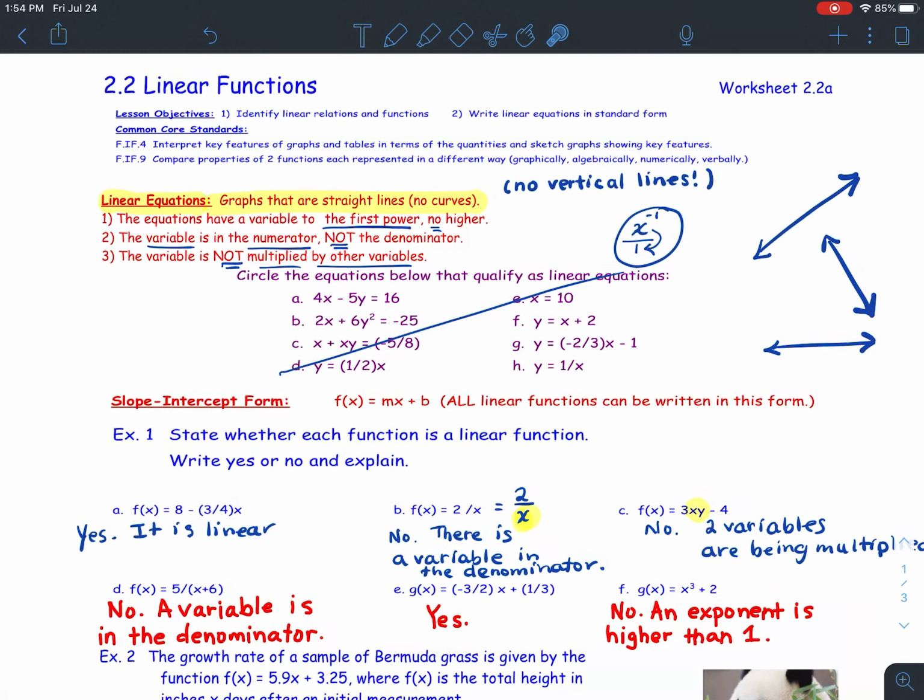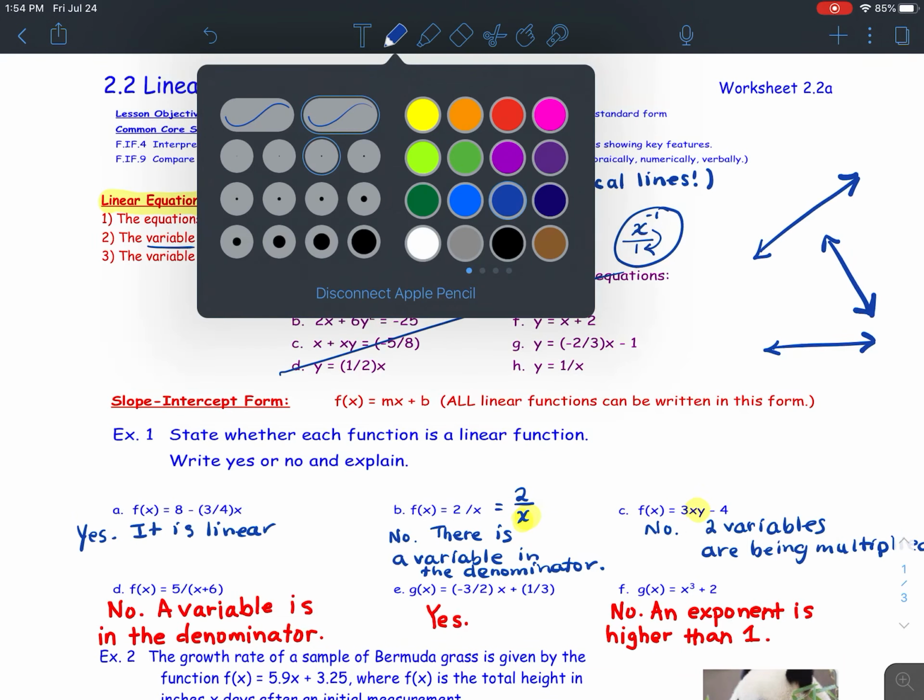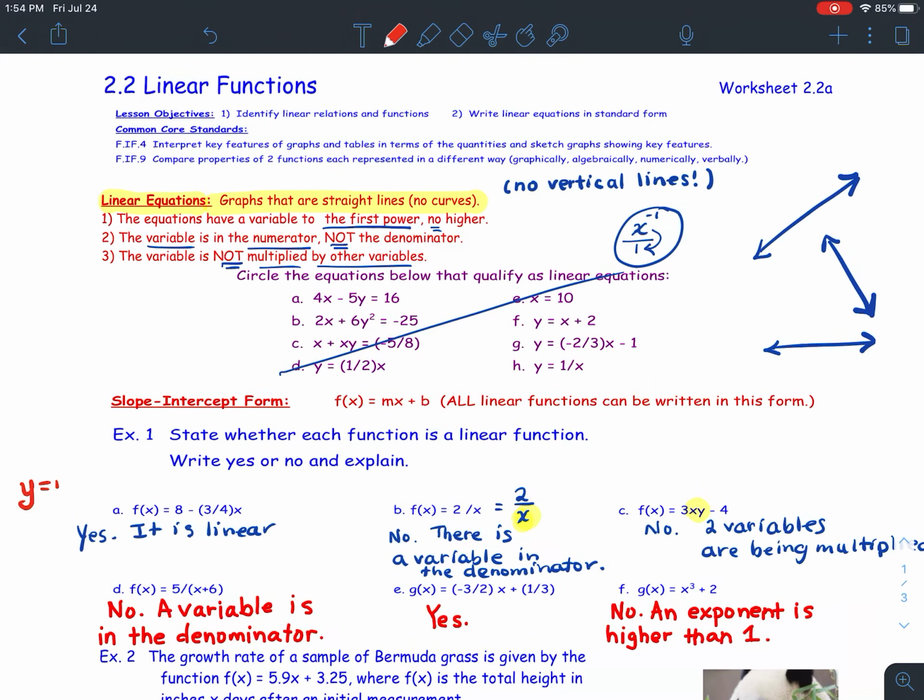Okay, A looks pretty good. In fact, we know that to be a linear equation, it typically takes on the model, what we refer to as slope-intercept form, honestly, something that you've been familiar with, mx plus b.